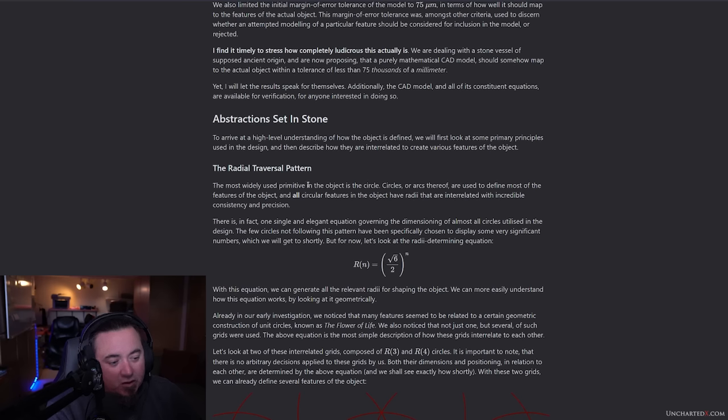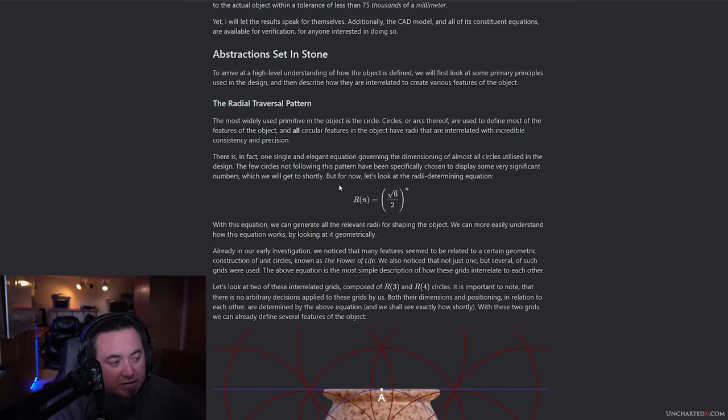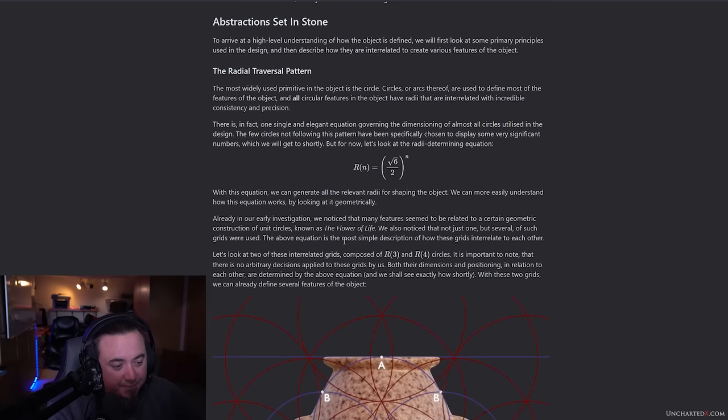The most widely used primitive in the object is the circle. Circles or arcs thereof are used to define most of the features of the object, and all circular features in the object have radii that are interrelated with incredible consistency and precision. There is, in fact, one single and elegant equation governing the dimensioning of almost all circles utilized in the design. The few circles not following this pattern have been specifically chosen to display some very significant numbers, which we will get to shortly. So the few circles that don't fit this are ones that show pi, phi, golden ratio, other sacred geometry elements. But essentially, they came up with what's something called a radial transversal pattern.